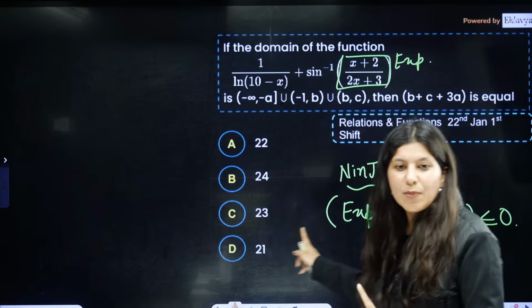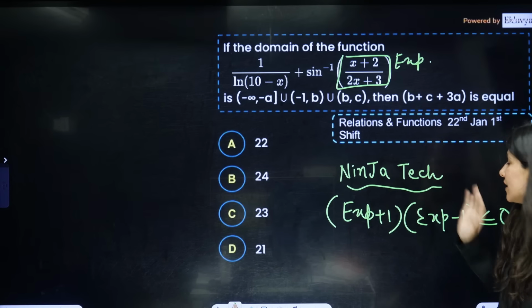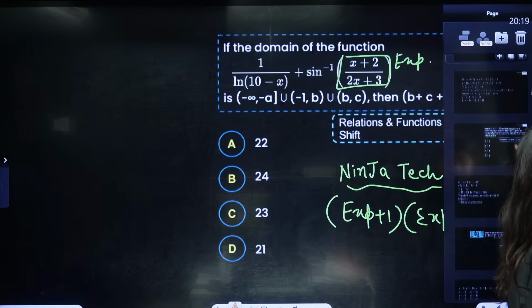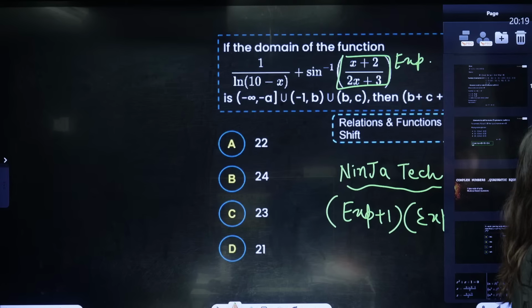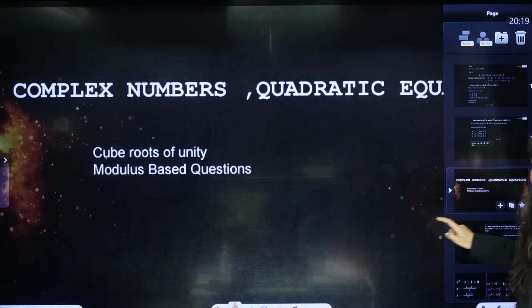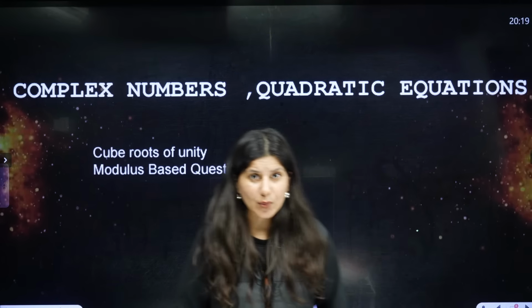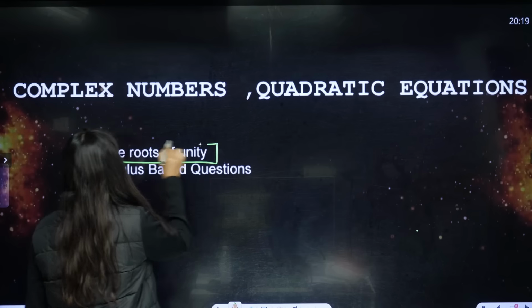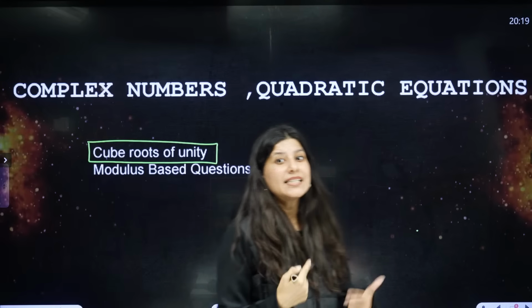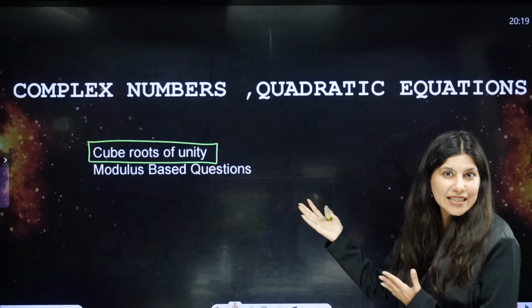So this type of question where sine inverse, cos inverse and logarithm are involved can be seen multiple times. Let me just show it to you. One more question if I can see. Okay, not now. Now complex numbers and quadratic equation. Till now we are seeing that cube roots of unity is one topic which we are frequently seeing. Now what to study in cube roots of unity?